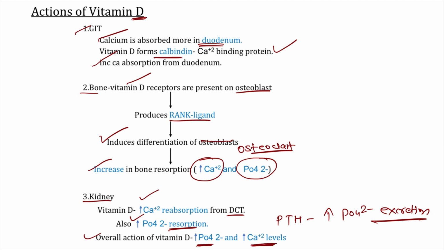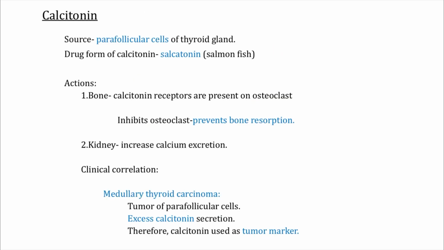Very important. So now with this important note, we are going to see the third hormone. What is that hormone, sir? Calcitonin. What is the source of calcitonin? The parafollicular C cells of the thyroid gland. Parafollicular C cells of the thyroid gland are the source of calcitonin.